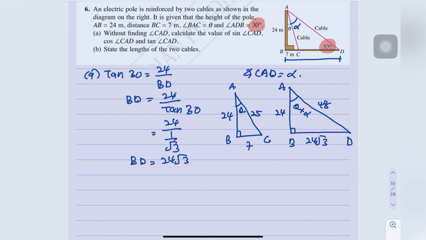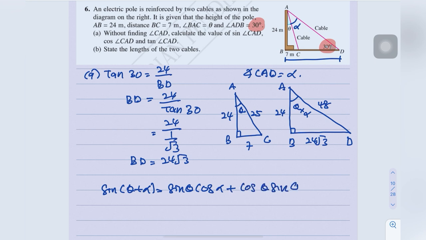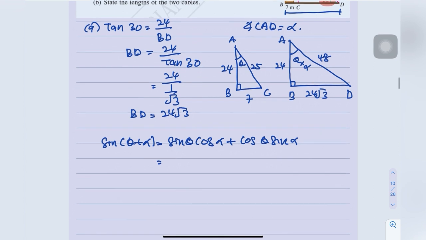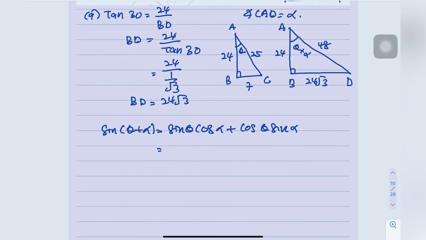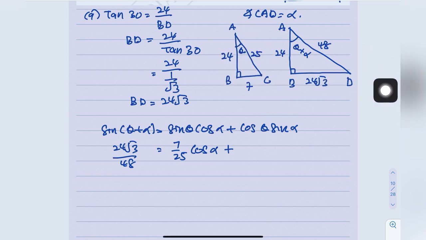By using the addition formula for sine, we can apply sine of theta plus alpha equals sine theta cos alpha plus cos theta sine alpha. Okay, so then we can refer to the diagram here, the right angle triangle. Sine of theta plus alpha equals 24 root 3 over 48. Sine theta is 7 over 25. Cos alpha we don't know. Cos theta is 24 over 25. And sine alpha we don't have.